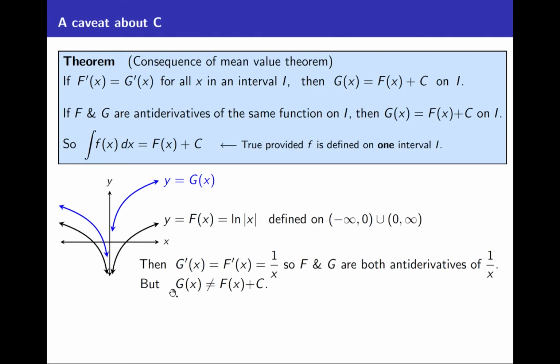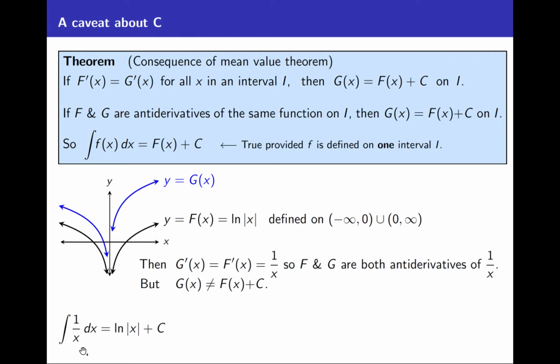But notice here that the function g of x is not f of x plus c. It's not this black function f of x moved up c units. There's no c that does the job. So you can see here that not all antiderivatives of f of x have the form f of x plus c. This g of x doesn't. And the problem is that we have two intervals that the function is defined on. As noted up here, for this integral to be equal to f of x plus c, things have to be defined on one single interval.